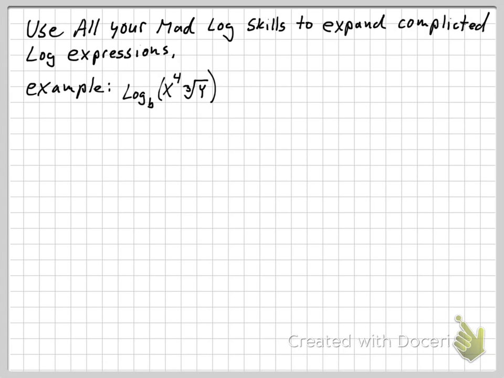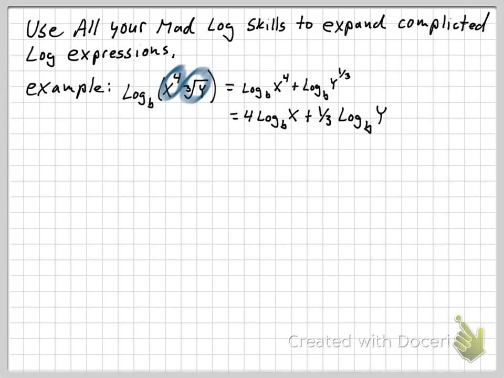Okay, the first thing I want you to recognize is I've got two terms, this guy and this guy, that are being multiplied together. So okay, I can use my multiplication property to expand that out into an addition. All right? So what can I do next? Well, I've got some exponents, so I can use my power rule to bring them down as coefficients. Just remember the cube root of y is the same thing as y to the 1/3 power, and that's not so hard.